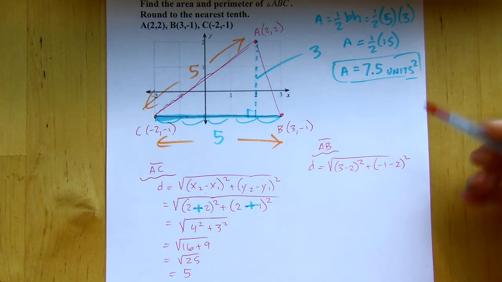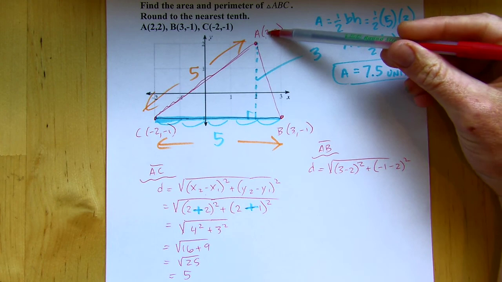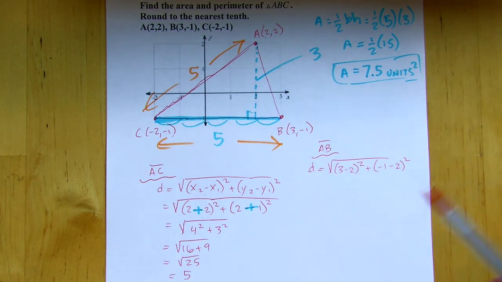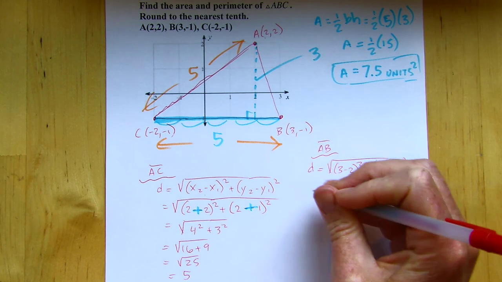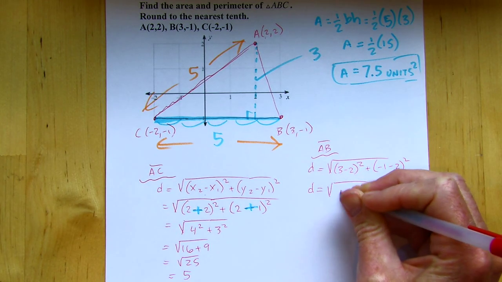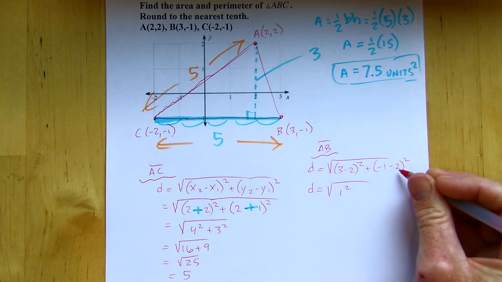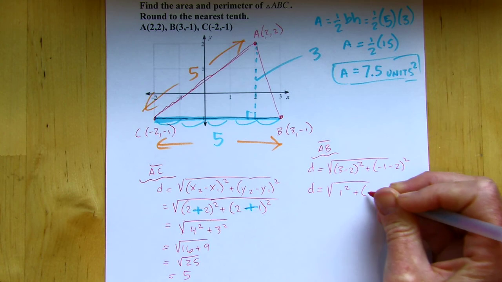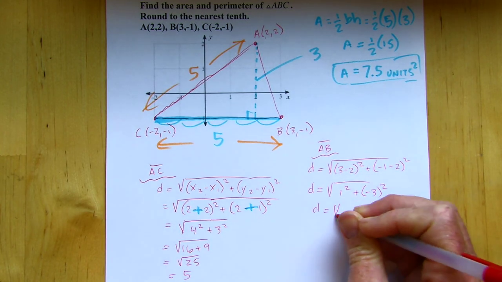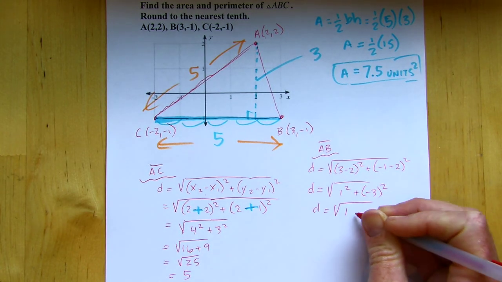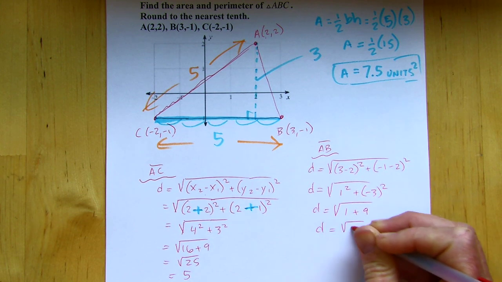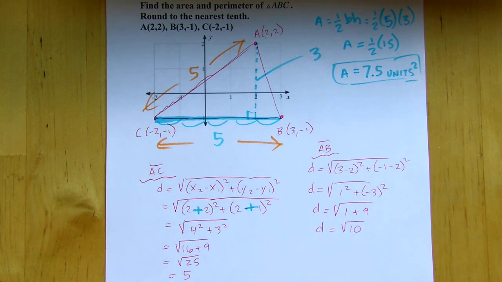Okay, and again, you can go the opposite direction. You could have done 2 minus 3 and 2 minus -1, and you'll wind up with the same answer, actually. But you've got to be consistent which way you're subtracting. So, I've got 1 squared, and this would be -3 squared. Okay, 1 squared is 1. 1 times 1 is 1. -3 times -3 is 9.